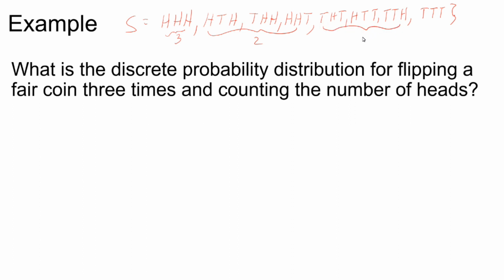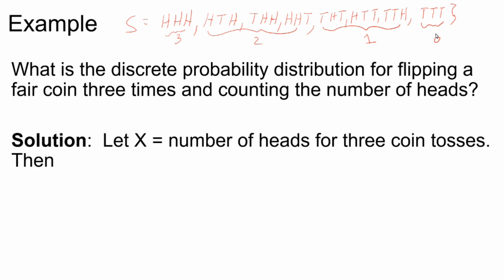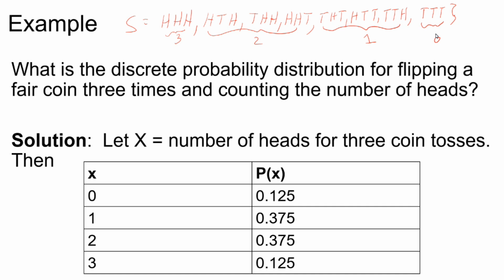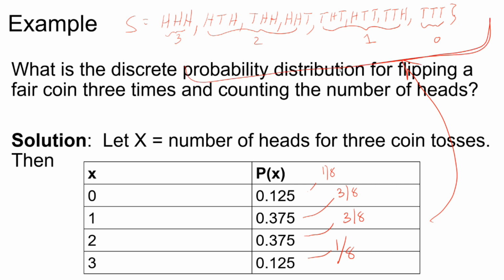This right here represents 1 head, and this represents 0 heads. So 0 heads can happen 1 way, so 1 out of 8 total in the sample space, and so on and so forth. So what we can see is that 0 happens with a probability of 0.125, which is 1 out of 8. This right here is 3 out of 8, this right here is 3 out of 8, and this right here is 1 out of 8, which we can derive in a classical probability sense, which we briefly looked at in chapter 3.